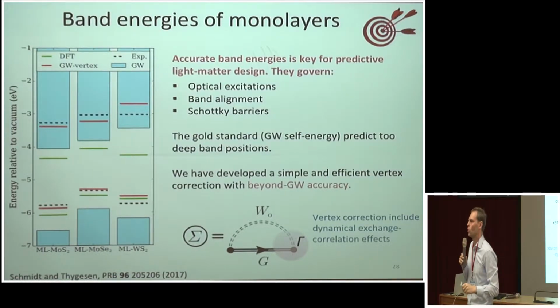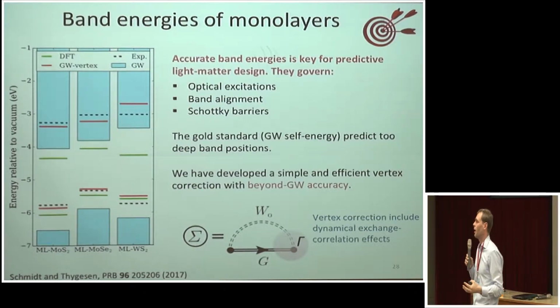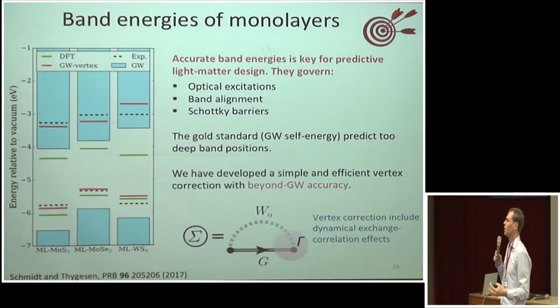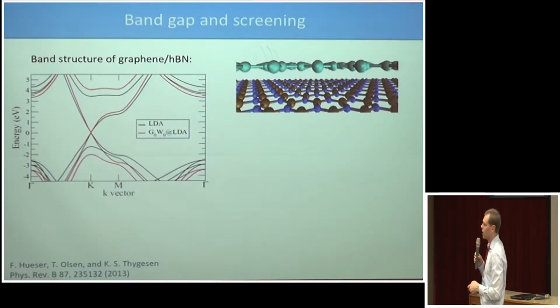This is, by the way, also why the RPA approximation to the total energy has a systematic underestimation of the correlation energy. It's exactly the same reason. Okay, so let's get back to band gaps and screening.